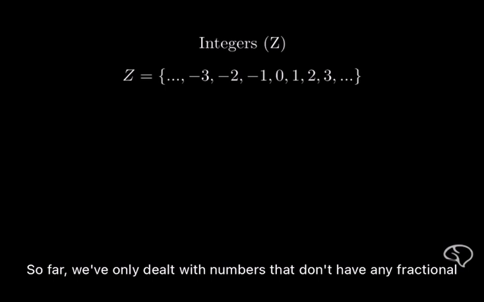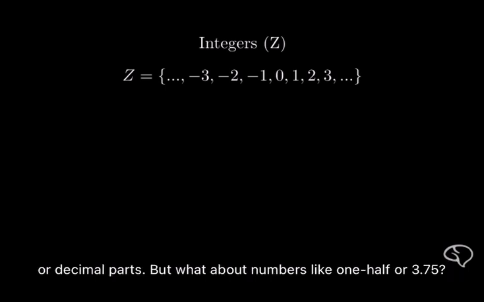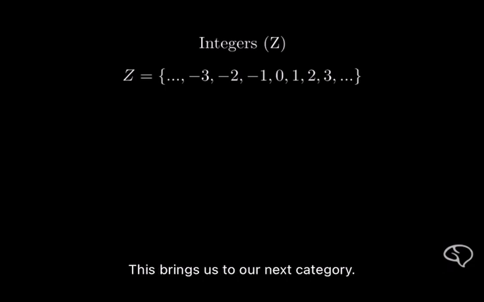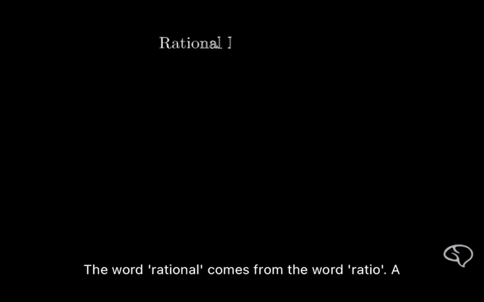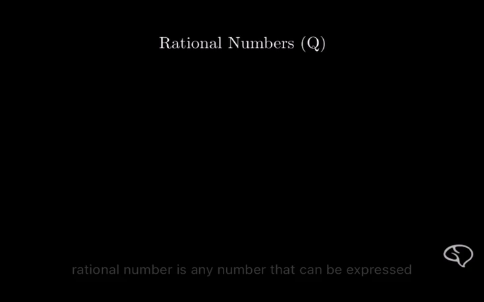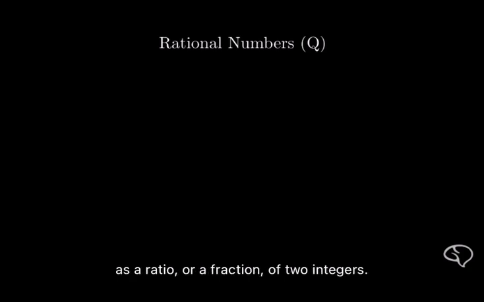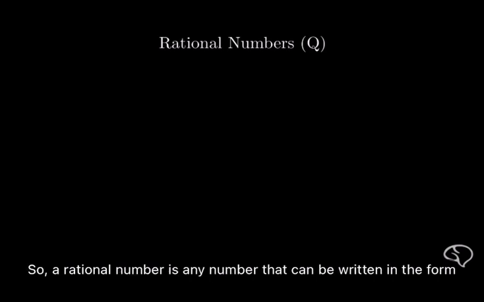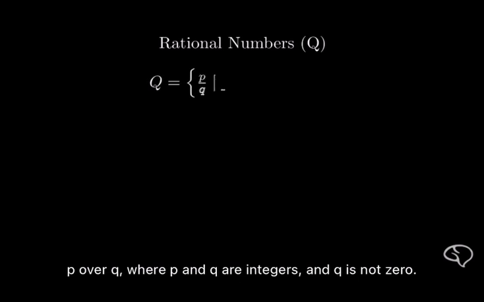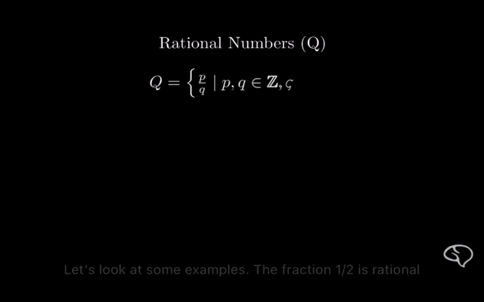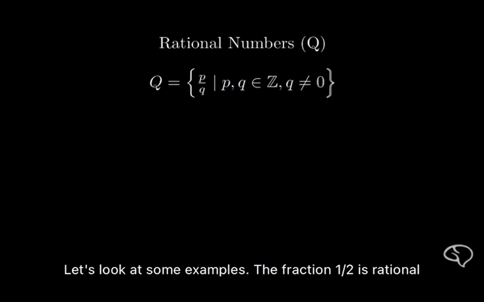So far, we've only dealt with numbers that don't have any fractional or decimal parts. But what about numbers like 1/2 or 3.75? This brings us to our next category. These are called rational numbers. The word rational comes from the word ratio. A rational number is any number that can be expressed as a ratio or a fraction of two integers. So a rational number is any number that can be written in the form p over q, where p and q are integers, and q is not 0.